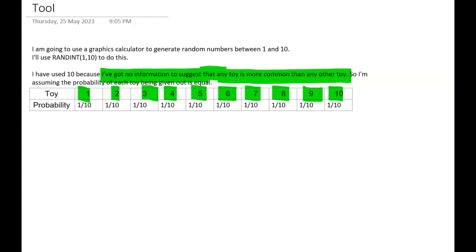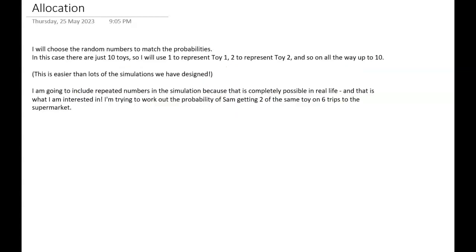So in this situation, deciding which random numbers to give to which toy is really easy, right? So that's the next step. That's tool, the calculator bit. Allocation, right? Well, I'm going to choose the random numbers to match up to the probabilities. So we're just going to use random number 1 will be toy 1, 2 will be toy 2, and so on.